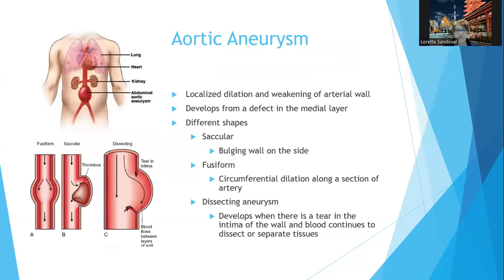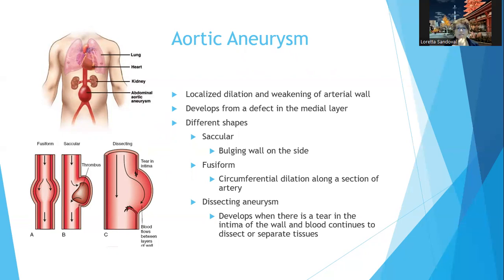So an aortic aneurysm is a localized dilation and weakening of the arterial wall. So the aorta is huge, right? It's huge. And so if it's weakened and we've got all the blood going out from the heart pushing against it, then that could be a problem.